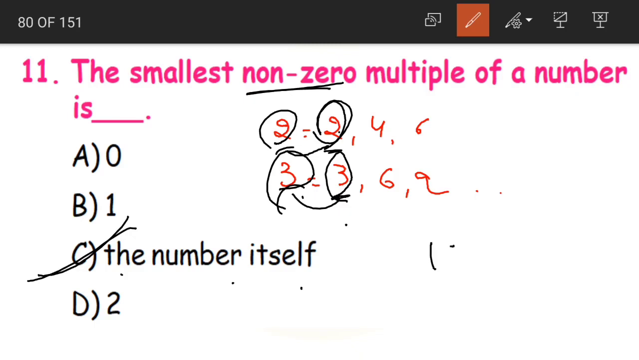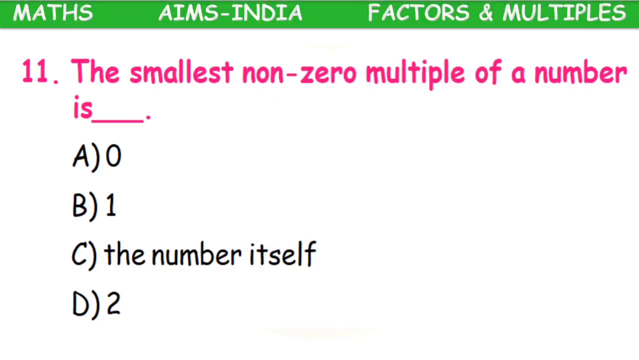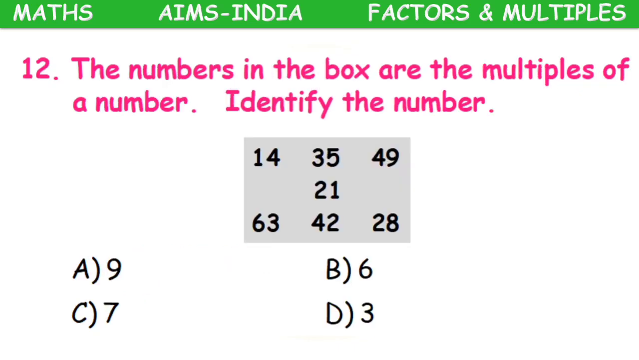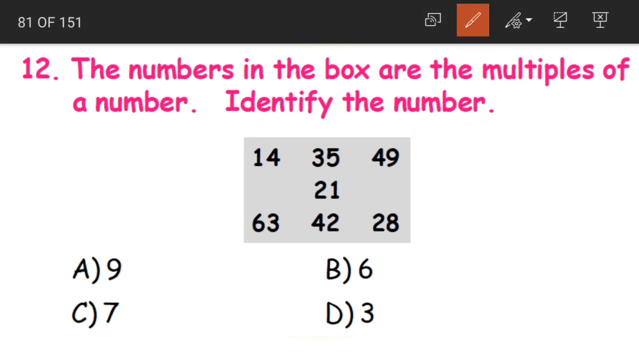No matter however big the number be, even if we take 12, the first multiple would be 12 ones are 12, then we have 12 twos are 24 and so on. So what is the smallest multiple of a number, children? It is the number itself. Next question. The numbers in the box are the multiples of a number. Identify the number. Now what do we have? 14, 35, 41, 21, 63, 42 and 28.